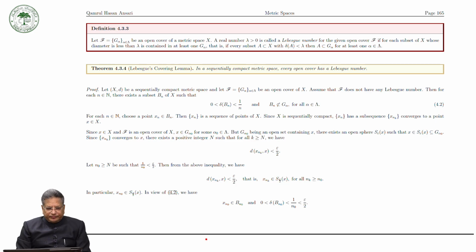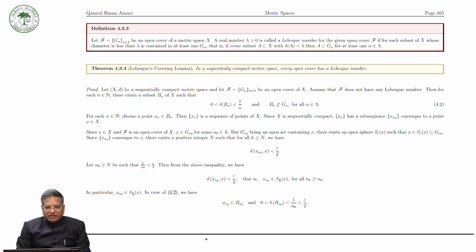Welcome you all to this talk on compact metric spaces, and today we will see the equivalence between sequential compactness and compactness. We have already proved that a compact set is sequentially compact. So we will have to prove that a sequentially compact metric space is compact.